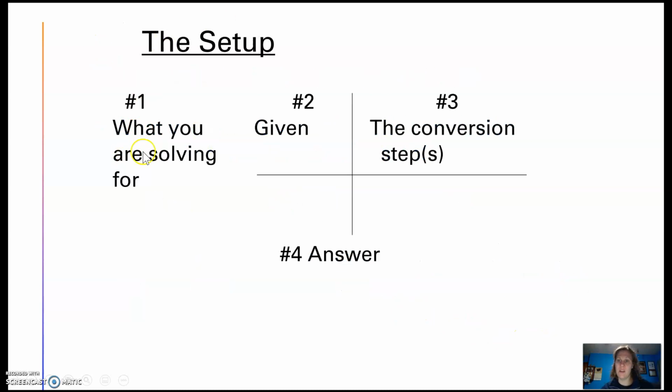So set up this, we never really did this number one. We never wrote off to the side what you're solving for, but it's really going to help with this stuff because you're looking for two different chemicals. Your given is always going to be in the question. The conversion step is just going to be that mole ratio, and then you multiply at the top, divide by the bottom and get an answer.